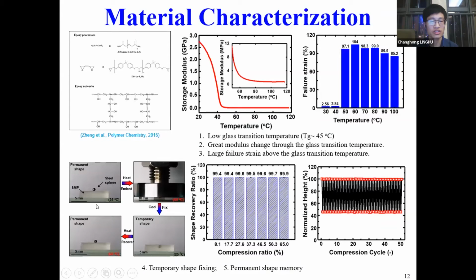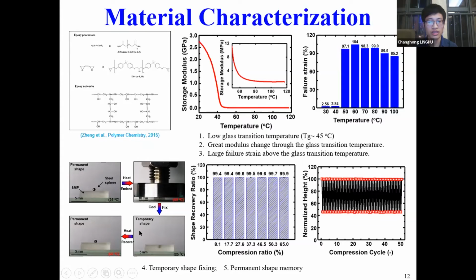And here shows the temporary shape locking effect. We embed the steel server into a SMP block. After cooling is done, the steel server is locked into it. Then we reheat it. The SMP will recover its original shape and drive the release of the steel server.